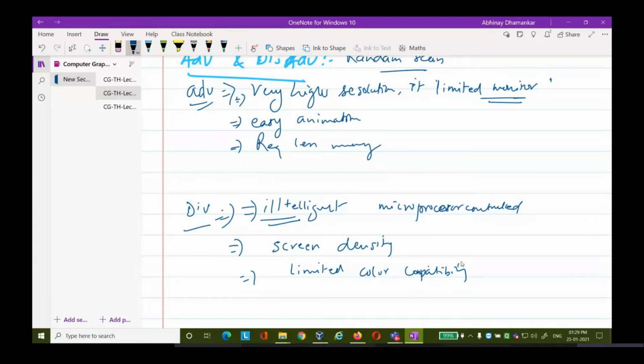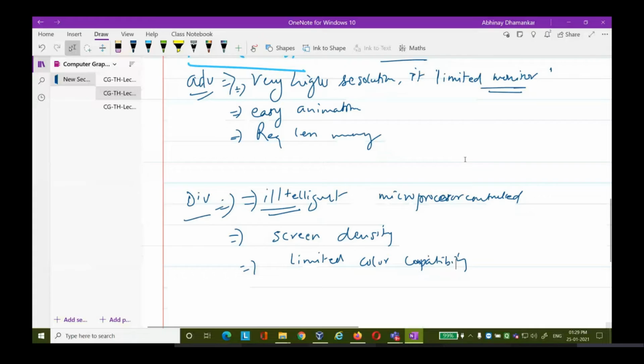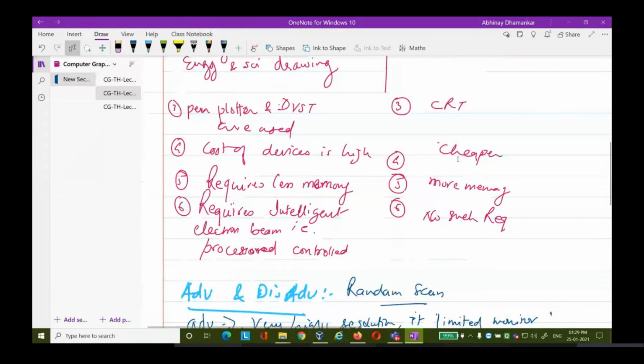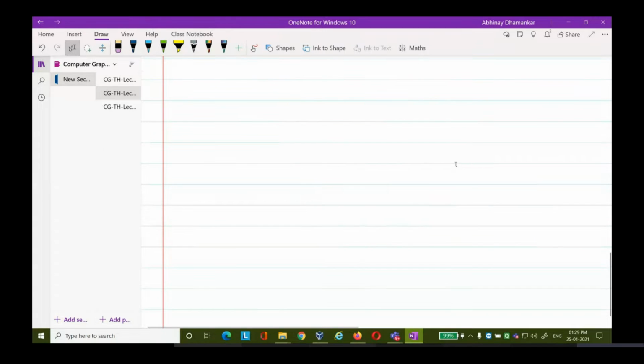Okay, limited compatibility. So that was some advantage and disadvantage part related to random scan display. Okay, then what is the next topic? Let's say display file. What is display file? Okay, this is also very important topic. Display file पता होना चाहिए कि क्या चीज होते हैं, display file and their structure.